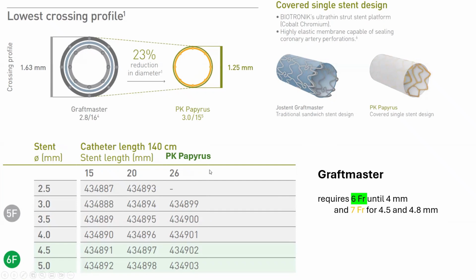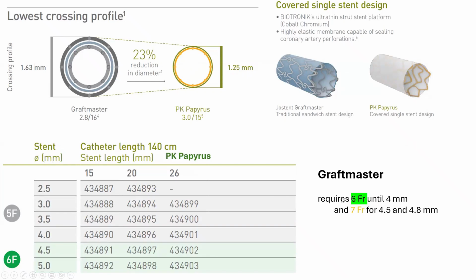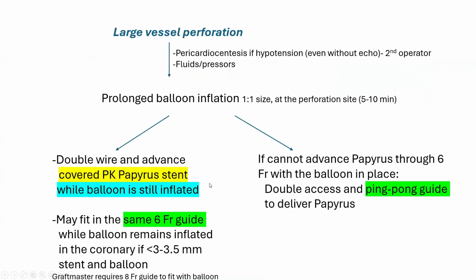Another advantage of the PK Papyrus cover stent is that not only does it fit easily through a 6 French guide, you can even fit next to it a balloon simultaneously inside a 7 French guide, or even inside a 6 French guide, as long as both the balloon and the PK Papyrus are probably less than 3.5 millimeters. Whereas with a Graftmaster, in order to fit a simultaneous Graftmaster stent and balloon, you need an 8 French guide. And here I will detail more how to advance the cover stent while you have simultaneously a balloon.